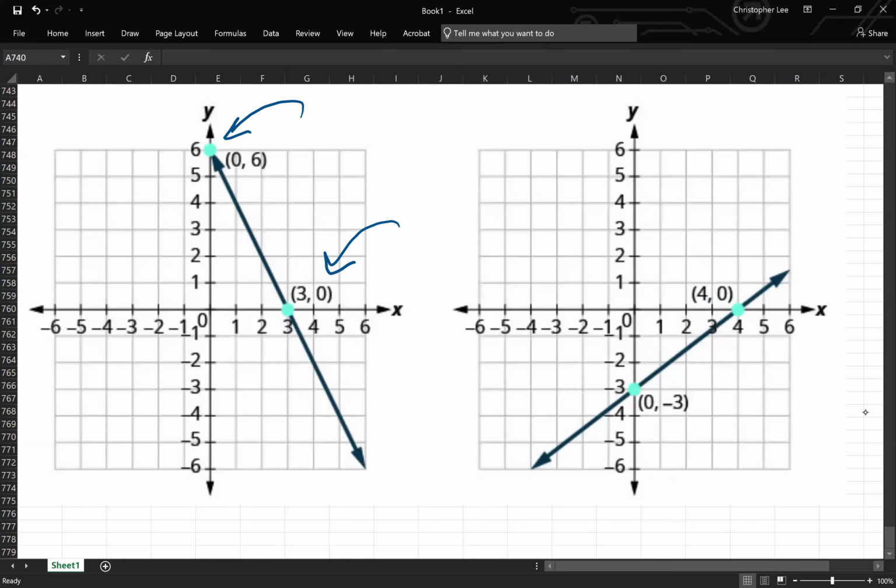All right. Questions on this? All right. On the other graph, I have x-intercept as (4, 0). I have y-intercept as (0, -3). That's it. Any questions?